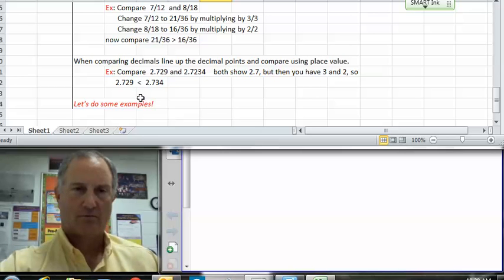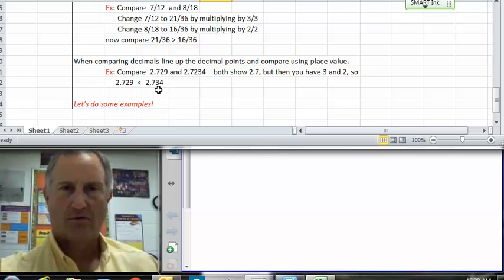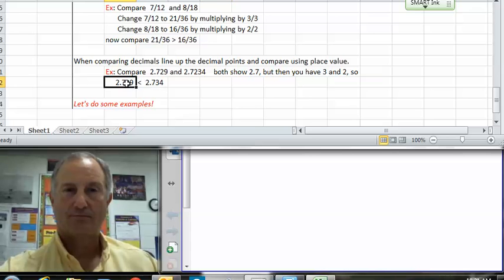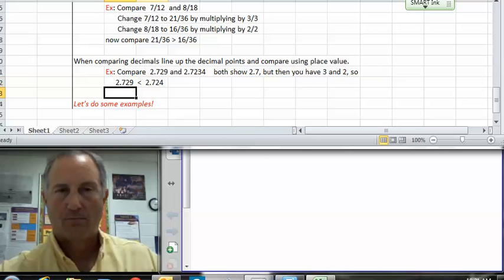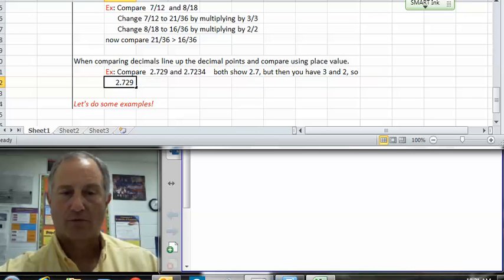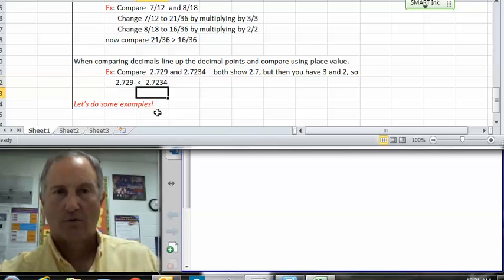Oh, wait a second. Did I write them down backwards? I didn't write it down correctly. That's why. That should be a 2 right there. How about that? 729, 724. So this one, I just actually rounded it up. So that's why, but you can see, get this right, 3, 4, put the 2 in there. Okay, now that's right.